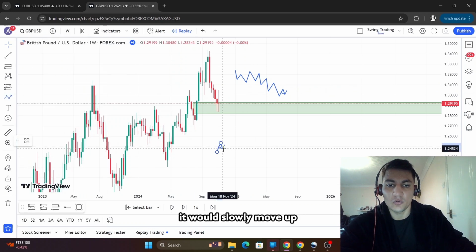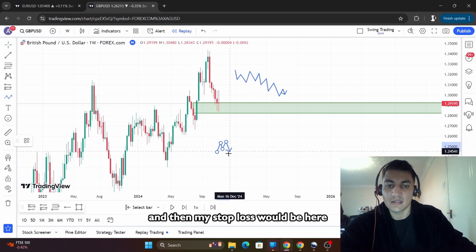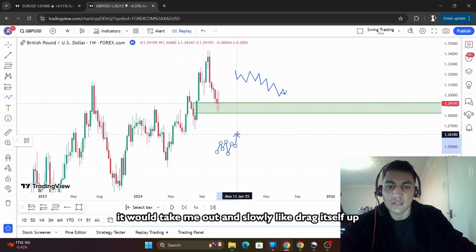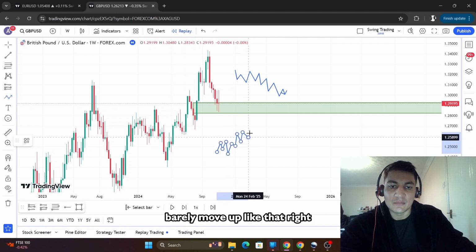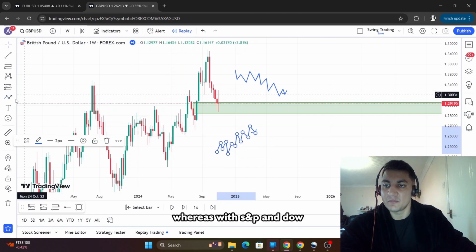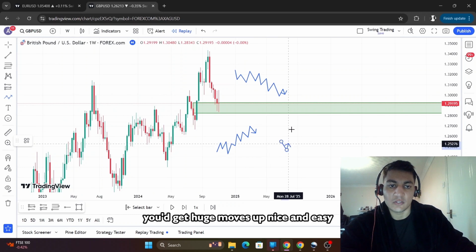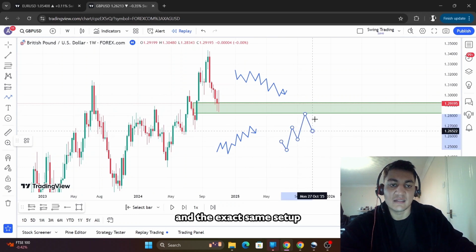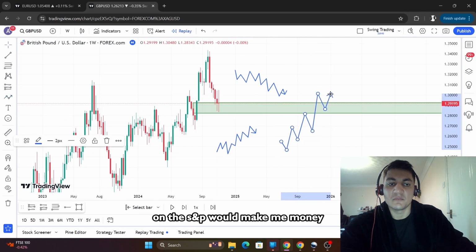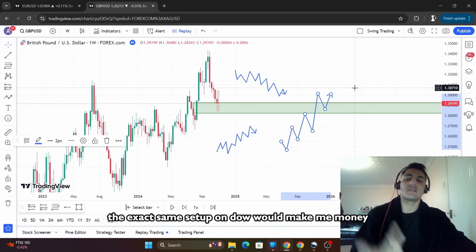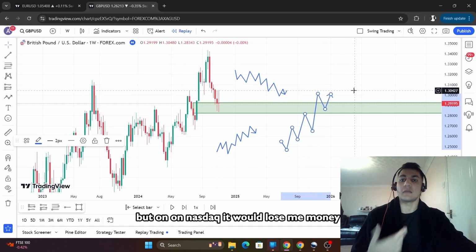It would slowly move up. And then my stop loss would be here. It would take me out and slowly drag itself up. Barely move up like that, right? Whereas with S&P and Dow, you'd get huge moves up, nice and easy. And the exact same setup on the S&P would make me money. The exact same setup on Dow would make me money. But on NASDAQ, it would lose me money.